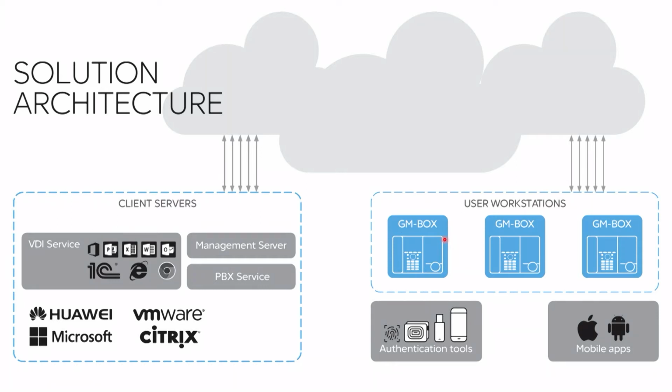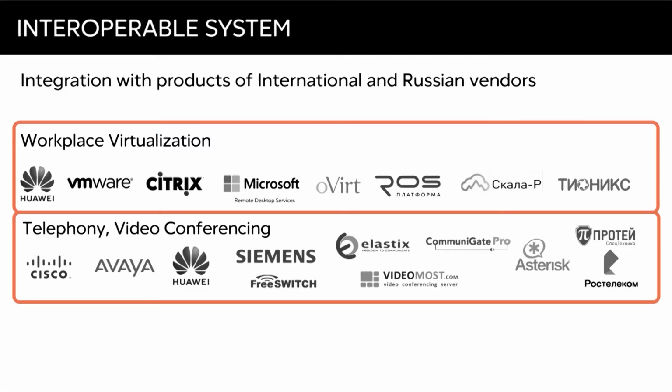So if next time he chooses a different GMBox, then this GMBox will pull the same data from the server and launch and connect directly from the GMBox to the video platform and directly from the GMBox to the PBX services. For now, we have completed a lot of integration and testing with different virtualization and telephony services.